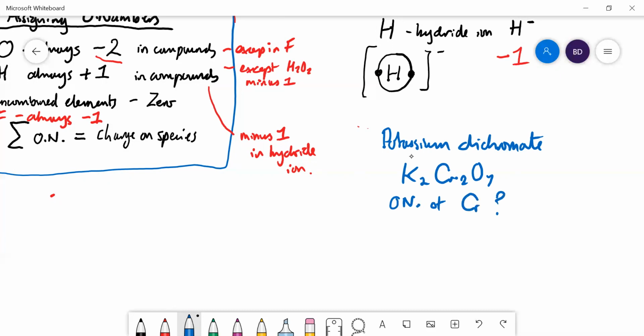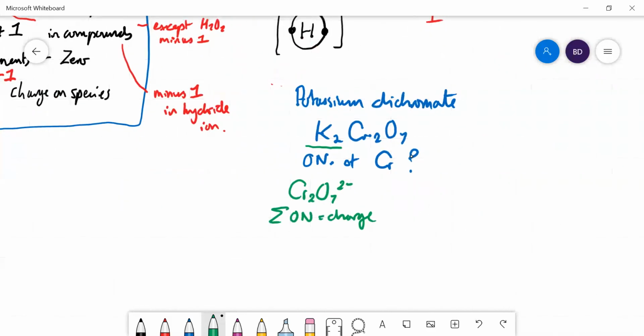Right, so the first thing we're going to do is, those potassiums, they're always +1, aren't they? Potassium doesn't form anything except the K+ ion. No other species, okay? So that means that the charge on the dichromate ion is Cr2O7 2-. So let's work out the oxidation number there. Sigma oxidation number is equal to the charge. So the charge in the species is -2. There are 2 chromiums, they're unknown, so put 2 Cr there.